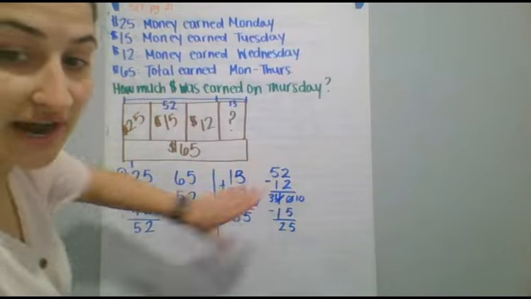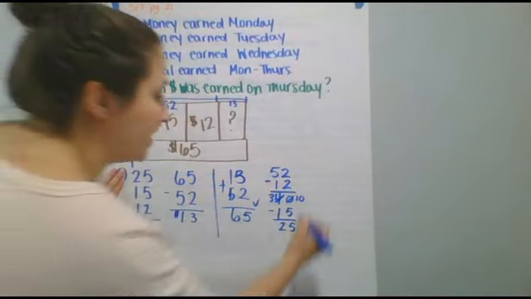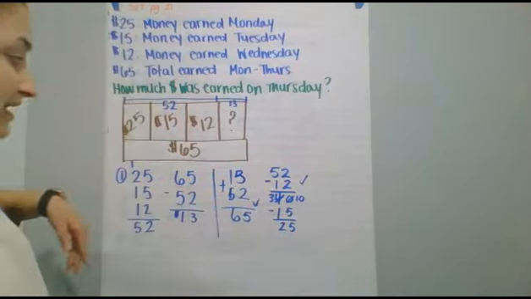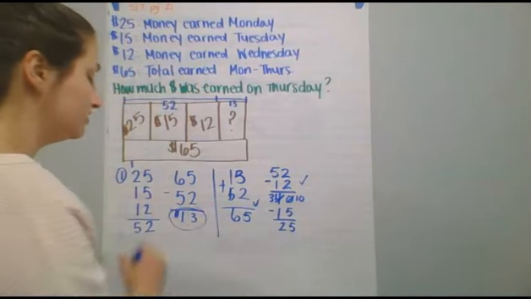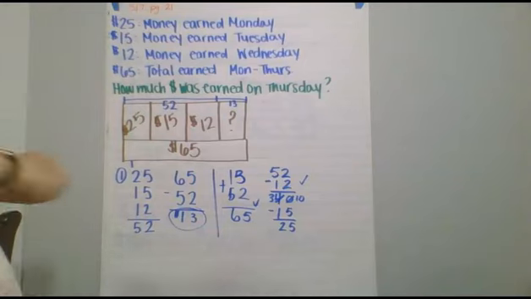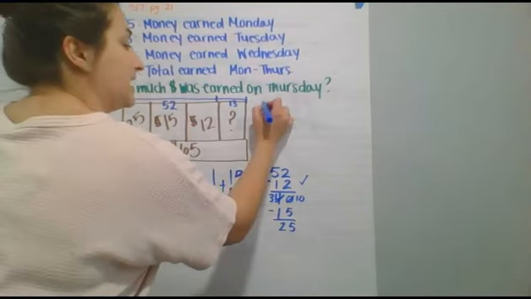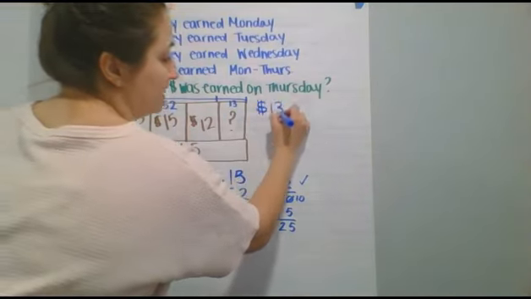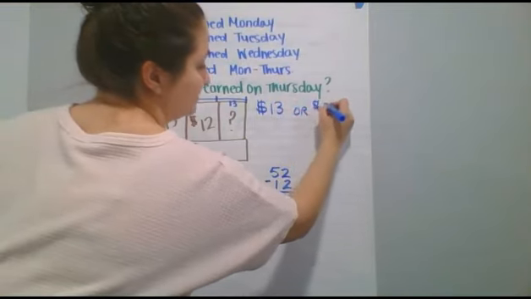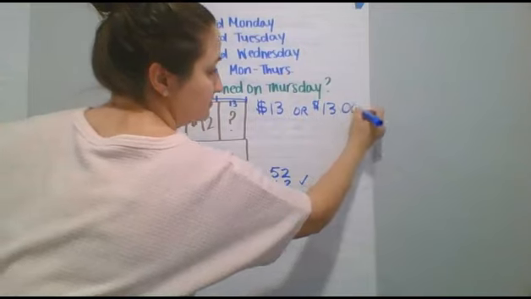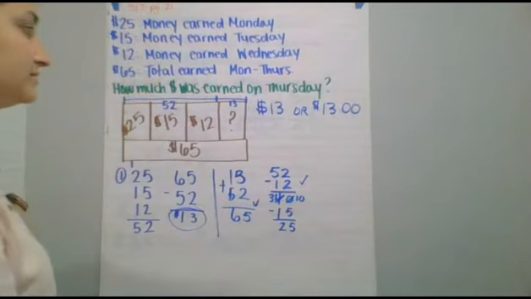So doing this strategy, it showed that this is correct as well, which means that the amount of money that she earned on Thursday is $13. So my answer with my unit is $13, and you can either list it like this, or you can list it as dollars and cents. So $13 with no cents.